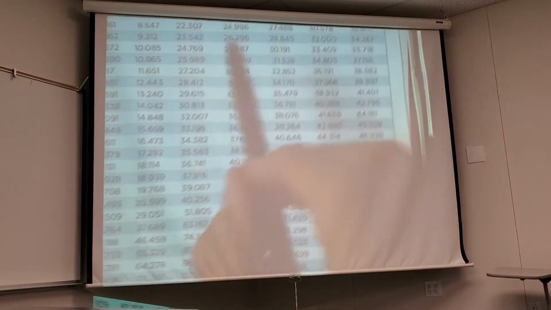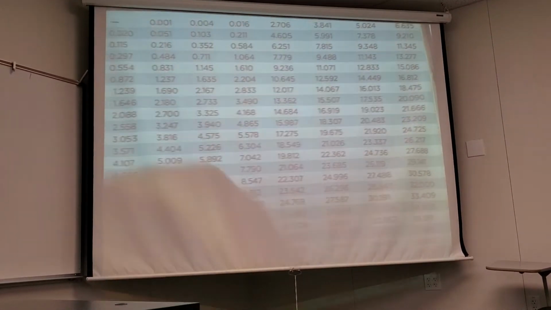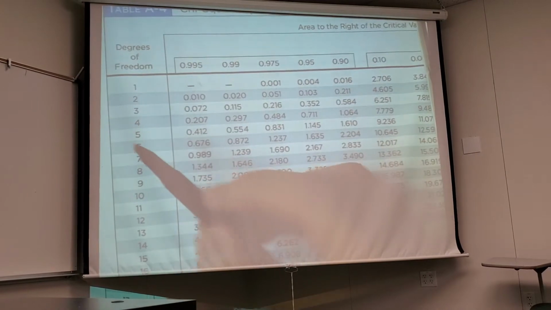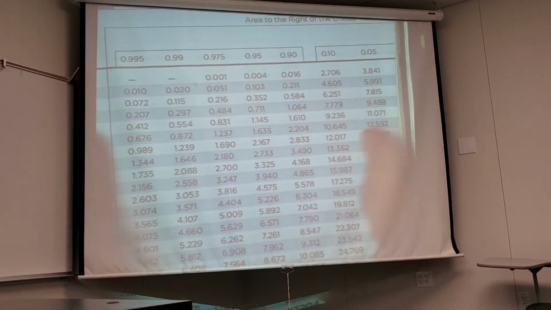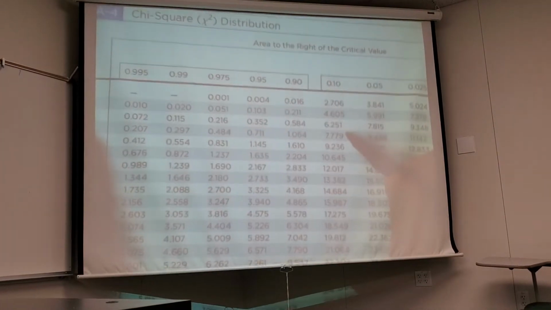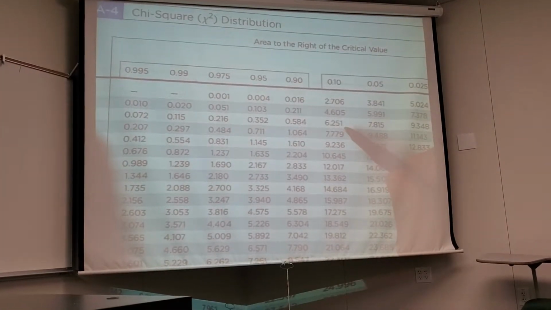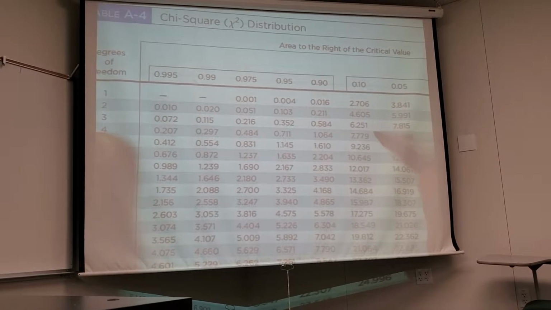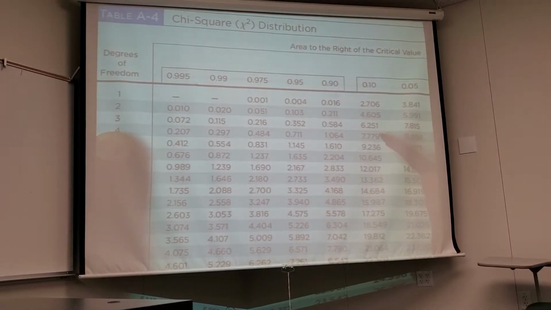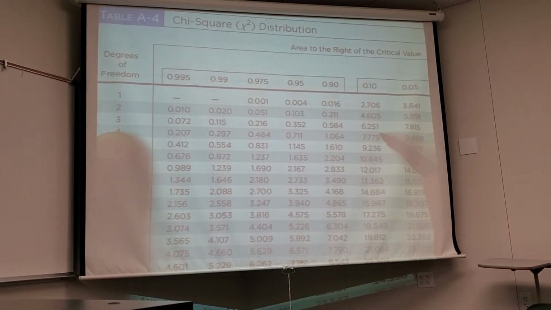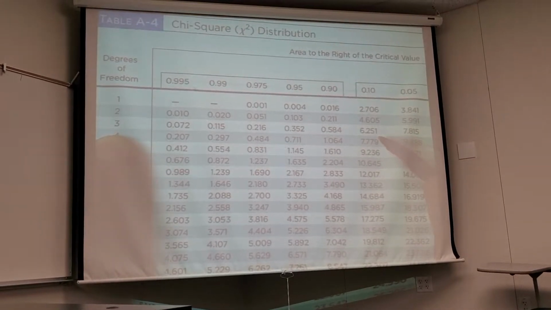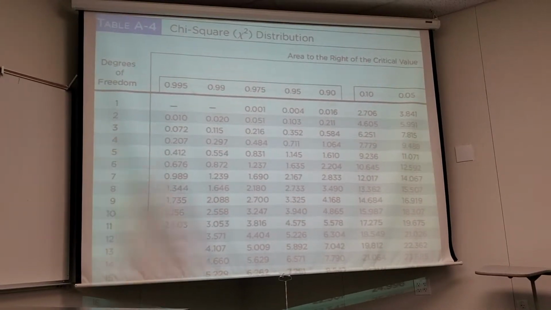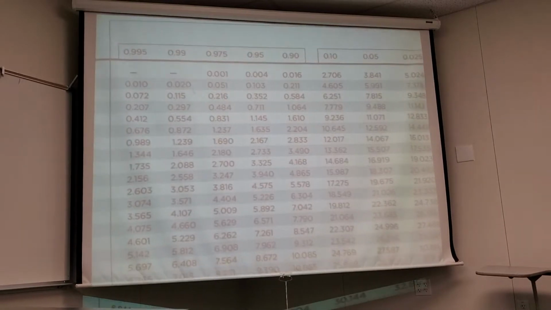And then finally, so now I get degrees of freedom for the last one. 3, and then I go to 0.10, and I get 6.25. All right, I want to do one more thing with this.